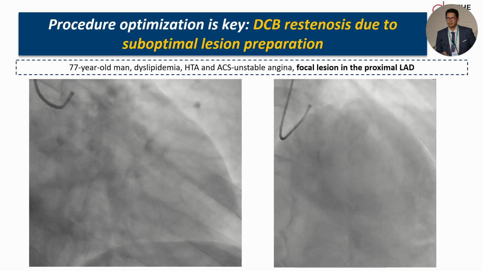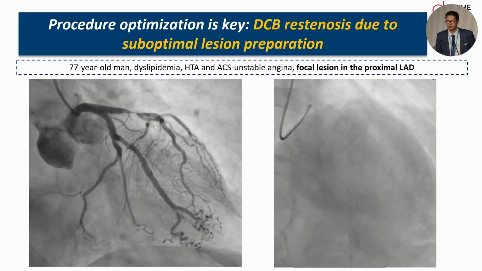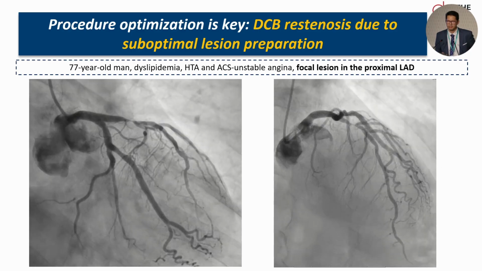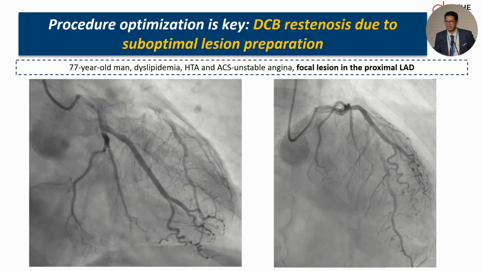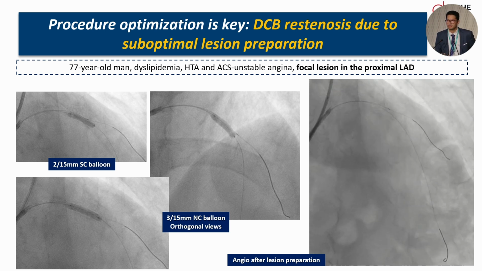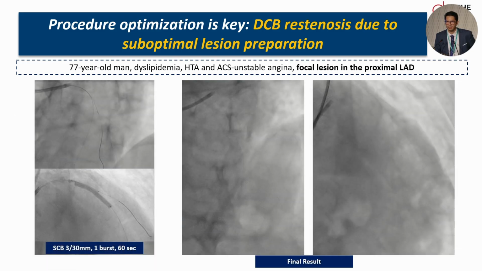So this is an important case to show, because we also fail when we do not do really good lesion preparation. This is a focal lesion in a 70-year-old man in the proximal LAD. It seems to be a simple lesion. We tackled the lesion with semi-compliant and non-compliant balloons. This was the result. It was not super perfect, but it was okay from our perspective, so we continued with SCB.